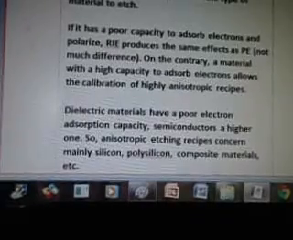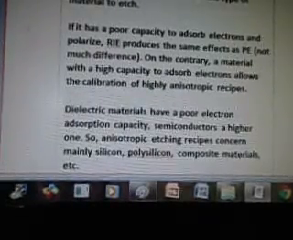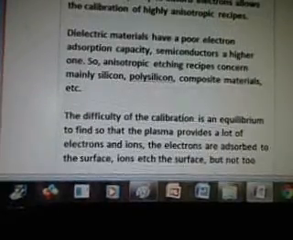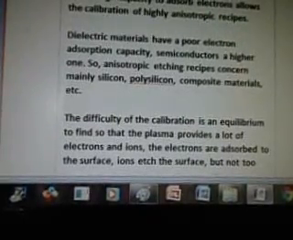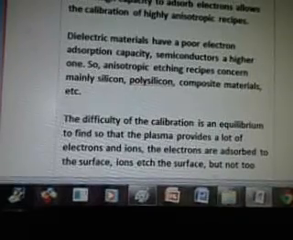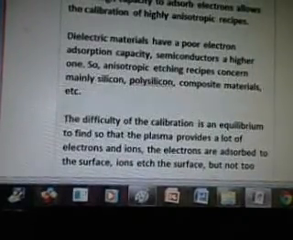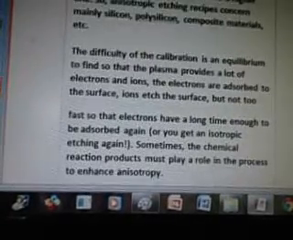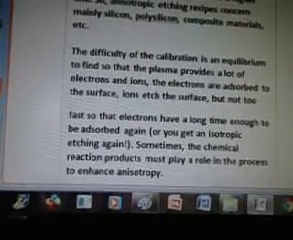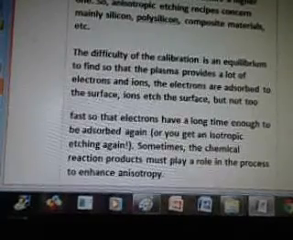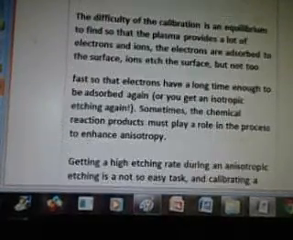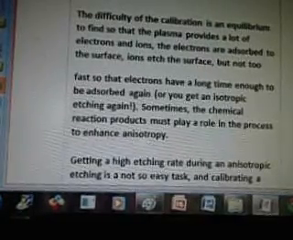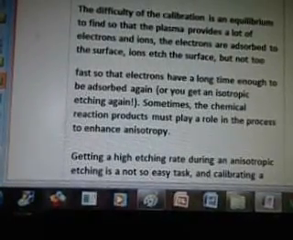RIE offers the possibility to set up anisotropic etching recipes. This depends on the type of material to etch. If it has a poor capability to absorb electrons and polarize, RIE produces the same effects. Not much difference. On the contrary, a material with a high capacity to absorb electrons allows the calibration of highly anisotropic recipes. Dielectric materials have a poor electron absorption capacity. Semiconductors have a higher one. So this is some sort of semiconductor you can use it with. So anisotropic etching recipes concern mainly silicon, polysilicon, composite materials, etc.